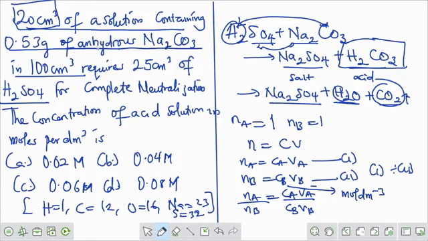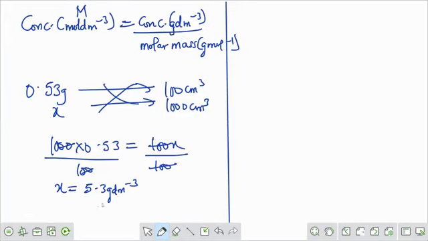Now if you notice, what we just got is only gram per dm cube, and we must get mole per dm cube. Which formula do you think we are now going to use? As a serious student, you know this is what we will be using. Now, how do you get your conc in mole per dm cube?